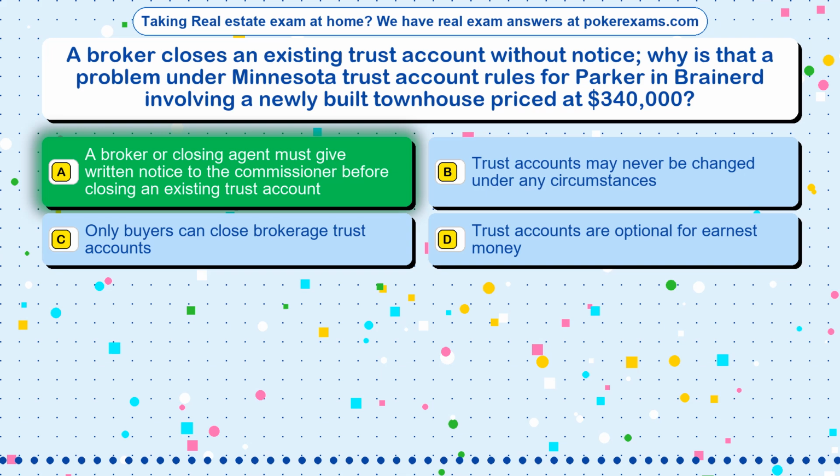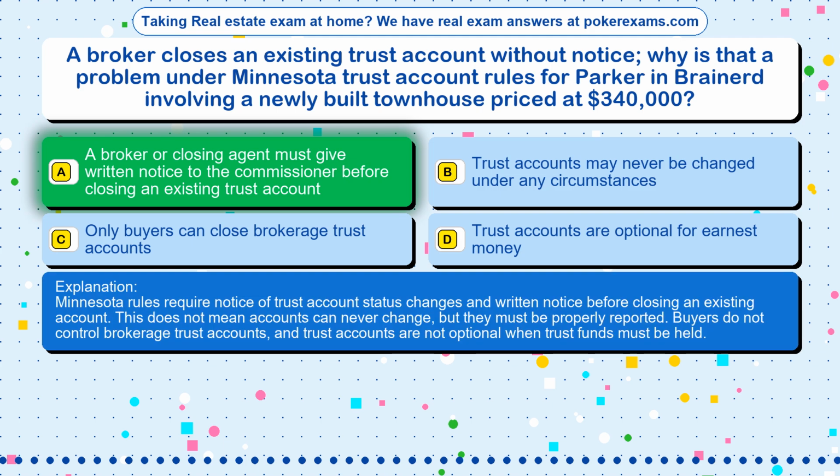The correct answer is option A. A broker or closing agent must give written notice to the commissioner before closing an existing trust account. Minnesota rules require notice of trust account status changes and written notice before closing an existing account. This does not mean accounts can never change, but they must be properly reported. Buyers do not control brokerage trust accounts, and trust accounts are not optional when trust funds must be held.